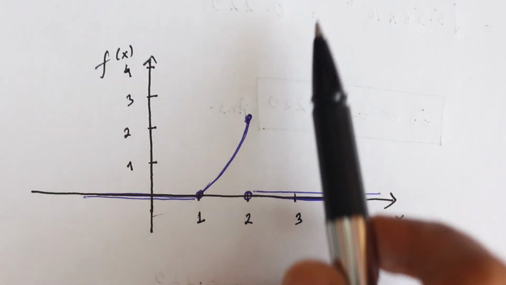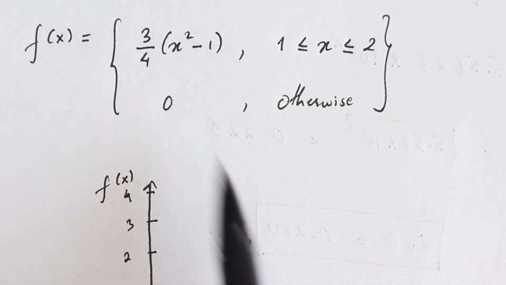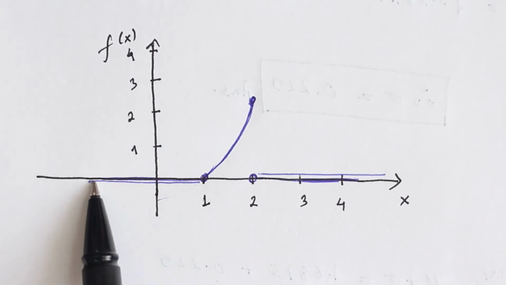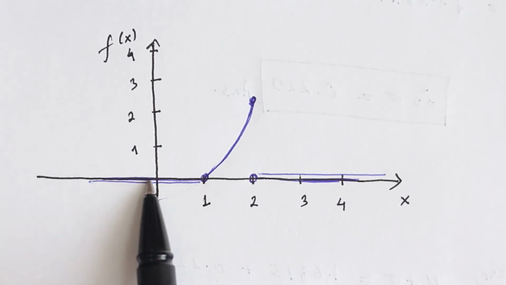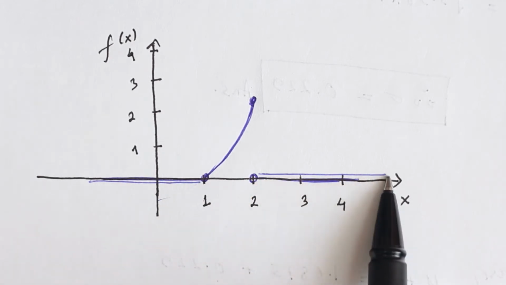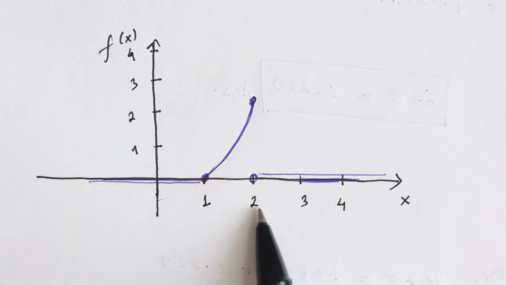Otherwise, it's 0. Because the lines overlap, I've drawn a blue line here indicating that it's a 0 line, and similarly I've drawn a blue line here. So basically your graph is like this, and it's 0 everywhere else.